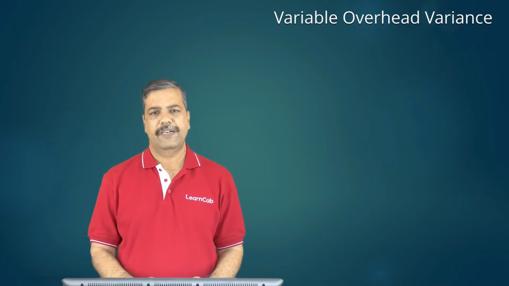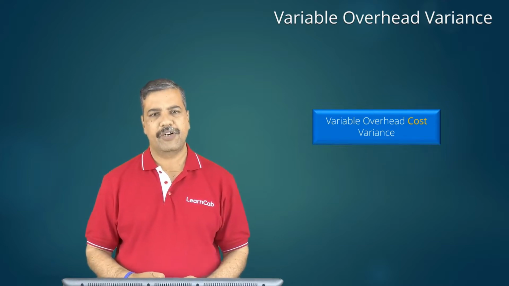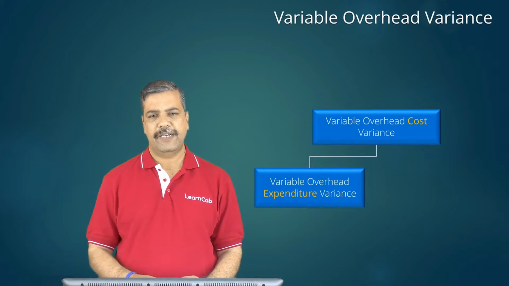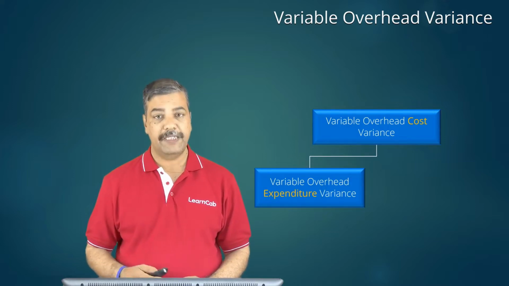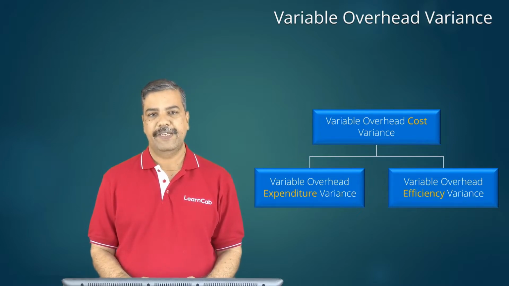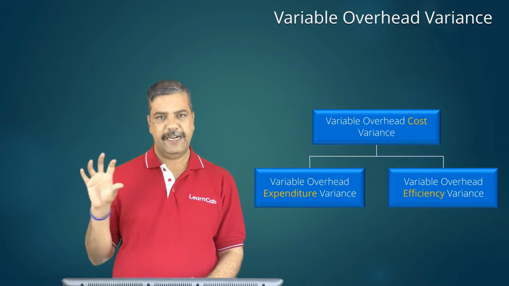So, let us go back to variable overhead variance first and understand what the components under variable overhead variance are. First of all, it is variable overhead cost variance, which needs to be arrived at. Then we need to even analyze variable overhead expenditure variance and variable overhead efficiency variance. So, these are the components: cost, expenditure and efficiency.